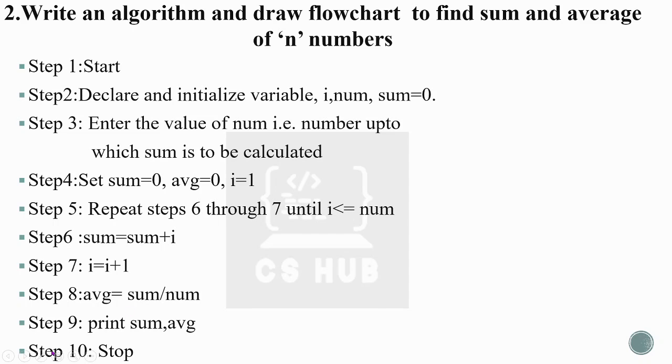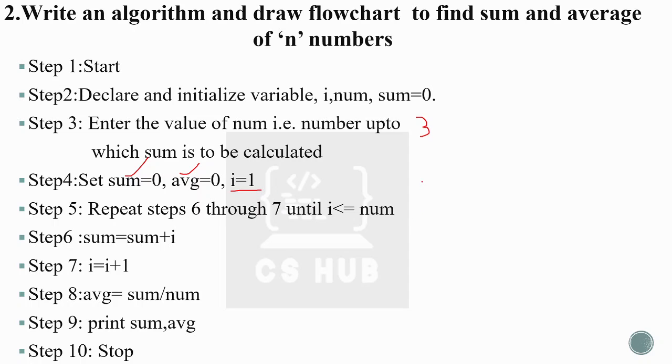Let's trace this algorithm with some input numbers. Consider the num. Enter the value of num. Num is 3. We need to add the first 3 numbers: 1 plus 2 plus 3. So the first step is to set sum equal to 0, AVG equal to 0. Okay, I is set to 1. Then repeat steps 6 to 7 until I is less than or equal to 3.